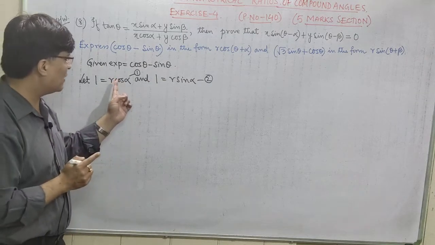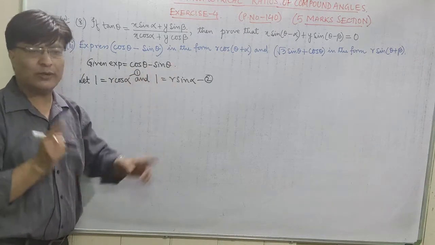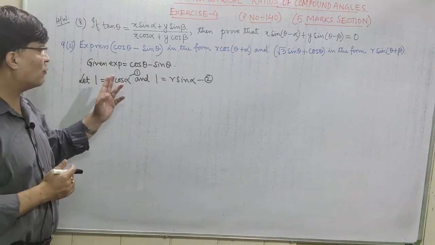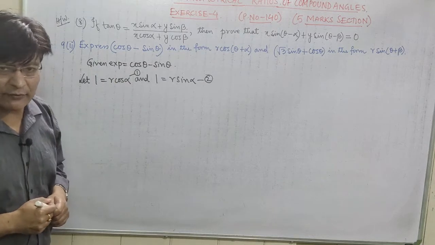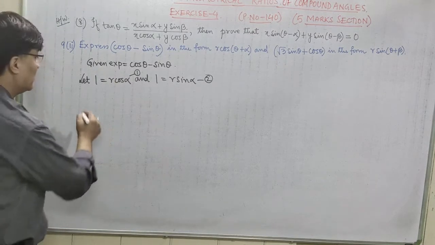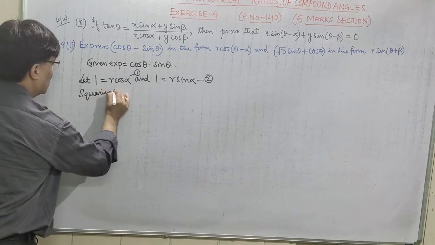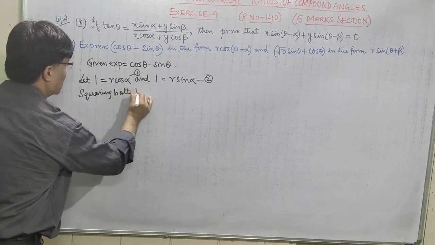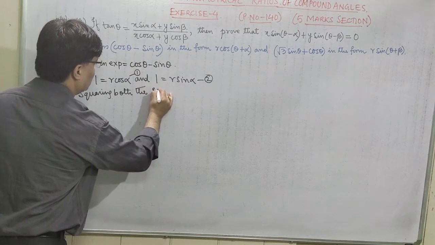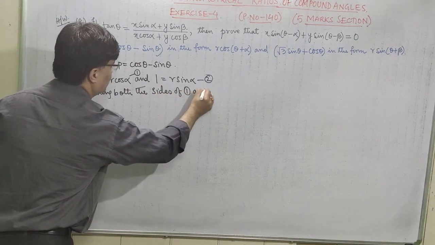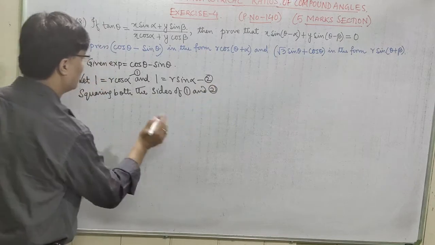So let us get the value for r from 1 and 2, eliminating alpha. How can you eliminate alpha from 1 and 2 and get the value for r? Squaring and adding. So let us square both the sides of 1 and 2.